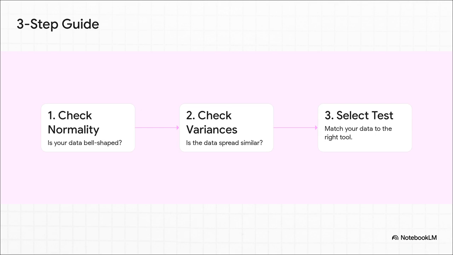Step 1, check for normality. Just look at your data. Does it have a rough bell shape? Step 2, check for equal variances. Is the data spread in both groups kind of similar? And then step 3 is the easy part. Based on your answers to those 2 questions, you just pick the matching tool from your toolbox. It's just a simple decision flowchart.